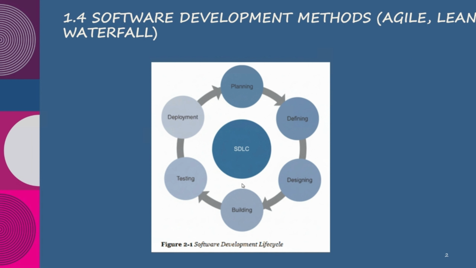So software development consists of six phases. Planning. Planning involves requirement gathering: our project requirements, what the user input will be, and what the requirements of the project are. The defining phase involves defining the objective: what is the objective of the project, and what we are going to achieve. In the designing phase, we create a rough architecture and plan how we are going to build our project. In building, we start the implementation, the coding part or creation of the software.